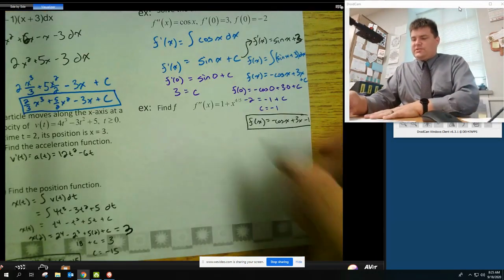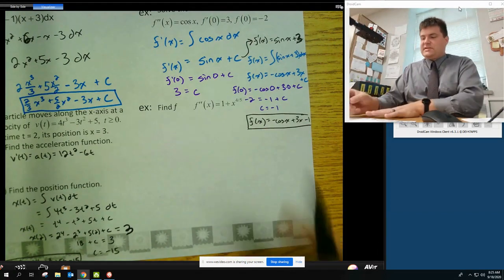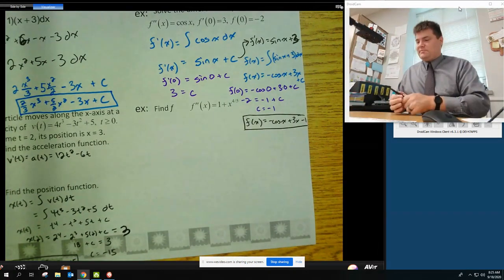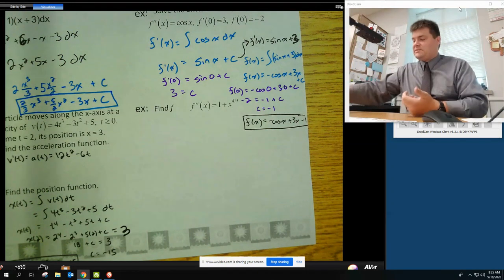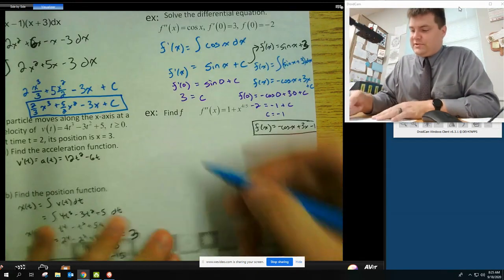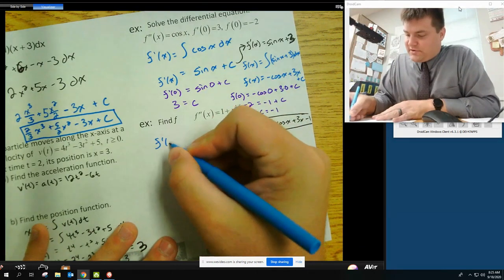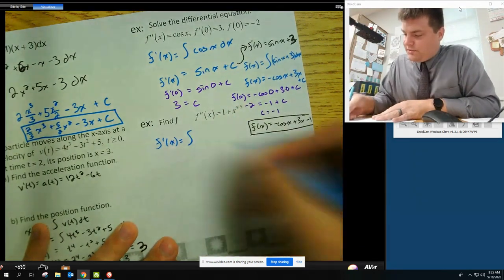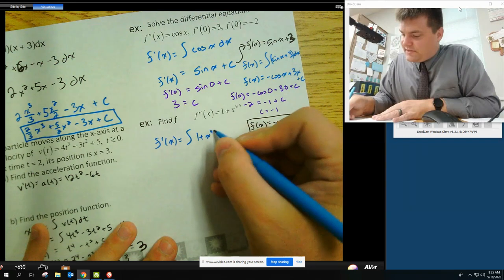All right, and then the last one's just finding f. So this one doesn't give us any initial conditions, so we'll just have some constants in there when we do our antiderivative. So let's go for it. So f prime of x is going to equal the integral of 1 plus x to the 4/5 dx.